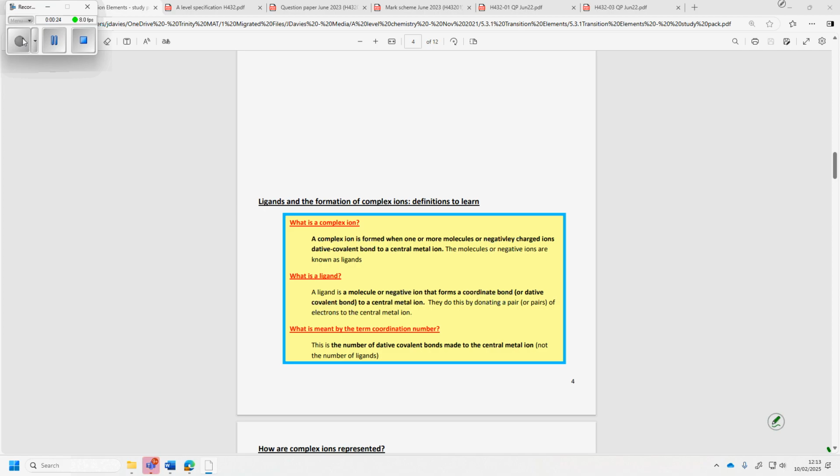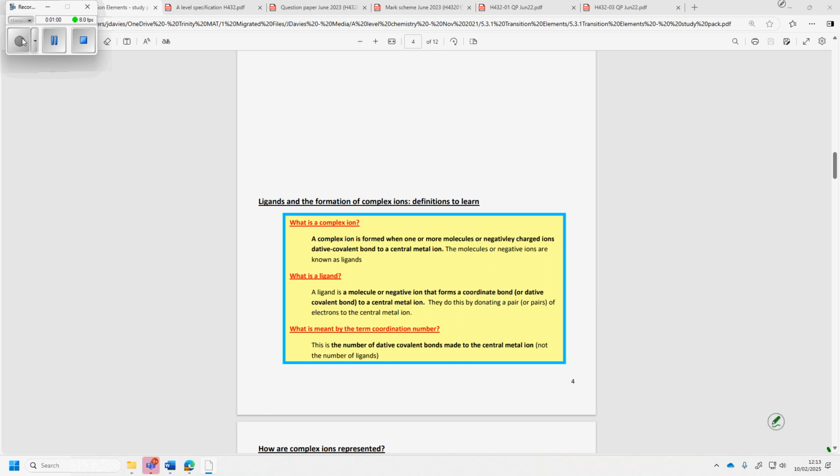What is a complex ion? Obviously, you can read that definition for yourself. So if we have a transition metal ion, a central metal ion, and then we've got either negatively charged ions or molecules forming dative covalent bonds, coordinate bonds to that central metal ion. The molecules or the negative ions are known as ligands.